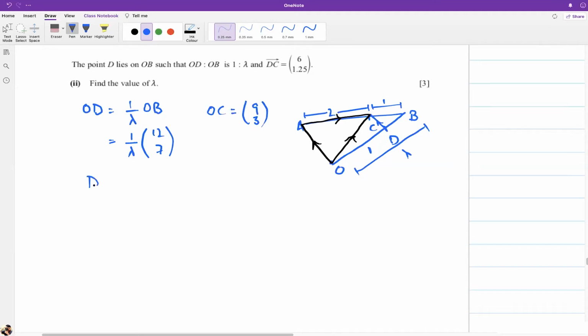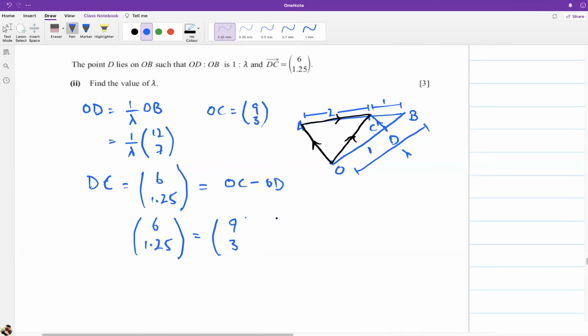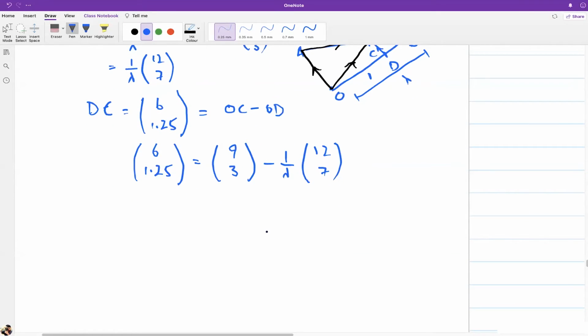So they say DC is (6, 1.25), but we also know that DC is OC minus OD. So I'll just plug that in there, right? OC is given to me as (9, 3). OD I have just figured out is 1 by lambda times (12, 7). So I can just have two equations and compare them with each other. On the left side, I have (6, 1.25). On the right side, I'll have 9 minus 12 by lambda and 3 minus 7 by lambda. If you solve either one of these, you'll get the answer.